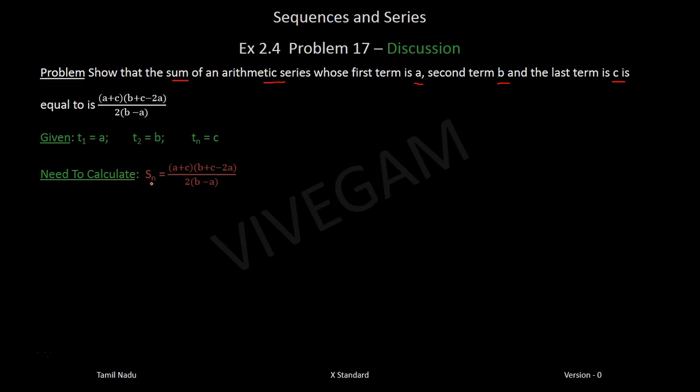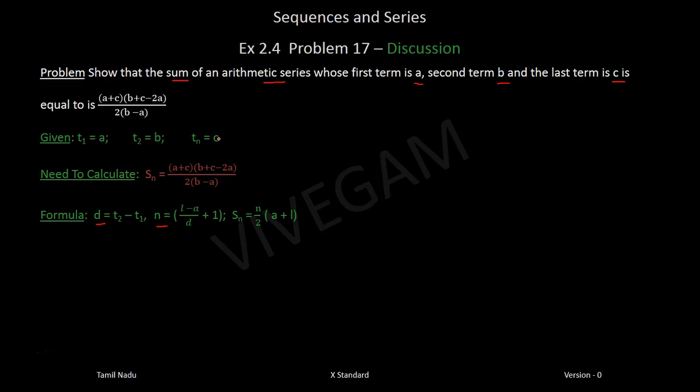So how will you calculate Sn? Let's list the formula. Sn is n by 2 into (a + l). So what we do, we calculate n here and then d here. So first we have to calculate d. Once we know d, then you can calculate. We have a, we have l, and we have t1 and t2. So using t1 and t2 you calculate d. Once you know d, you can calculate n, because it is (l minus a) divided by d.